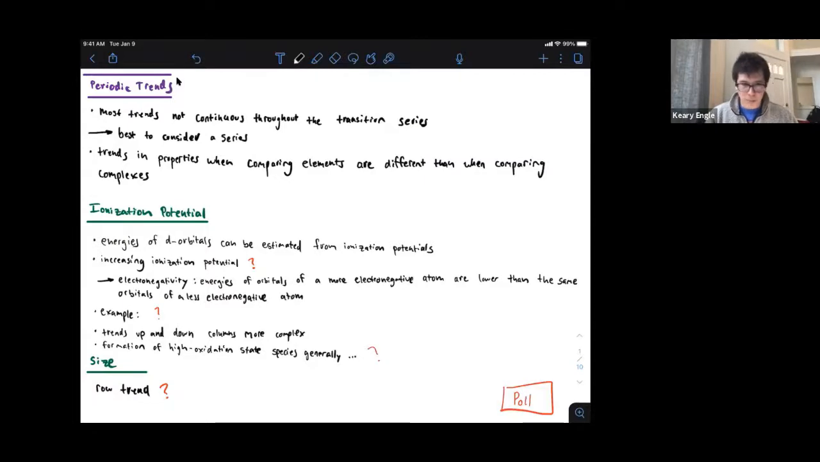In contrast to other parts of the periodic table that you're more familiar with, a lot of the trends in the transition series are not continuous, and we'll talk about reasons for why this is the case. As a general rule of thumb, it's most useful to think about particular sections of the series when making comparisons, for example, a given row or a given group.